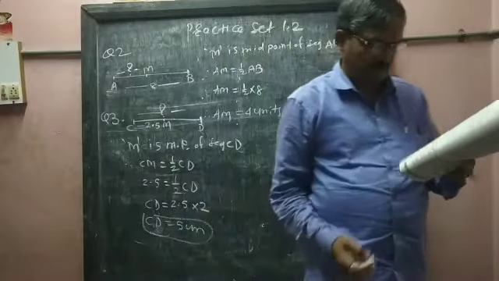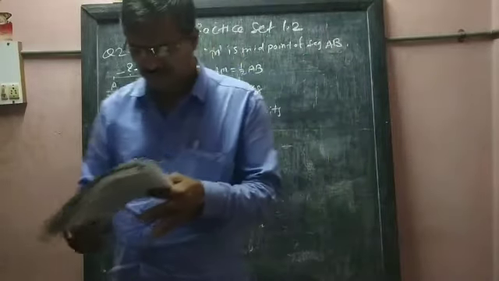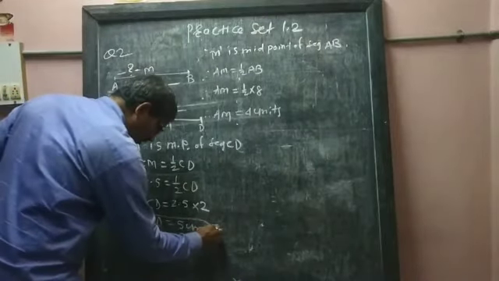Now question number 4 is given to us, then we will find it. Here if centimeter is given, you should write centimeter. If centimeter is not given, then you should write units.